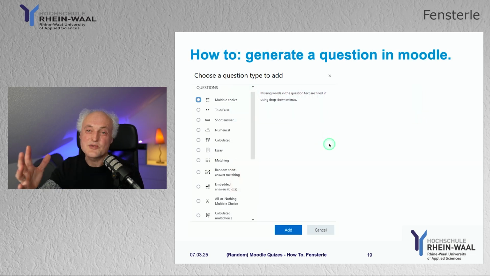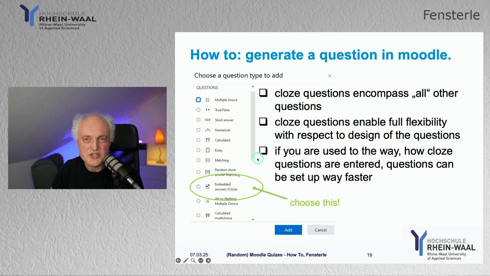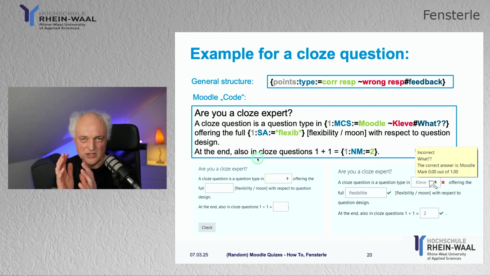Now, the way to get more reasonable and better is: don't look at these things here. Go to these closed questions. Choose this closed question, because a closed question in principle has all other question types integrated. And you have the full flexibility with respect to how to generate the question. And if you are used to the way these questions can be entered, questions can be set up way faster.